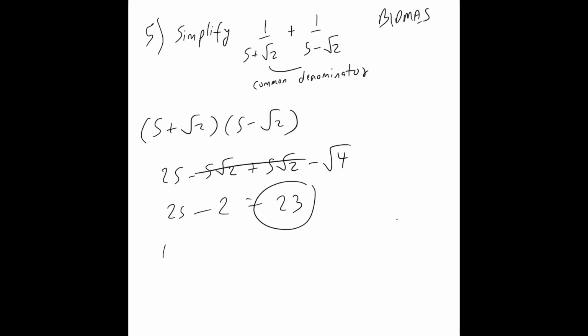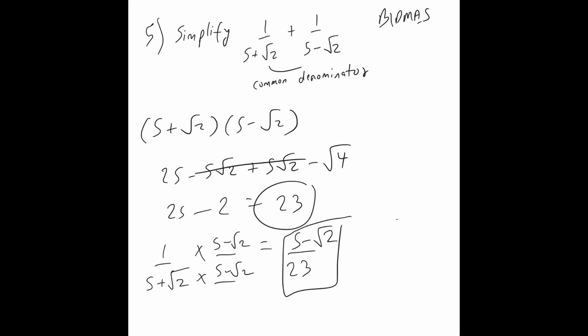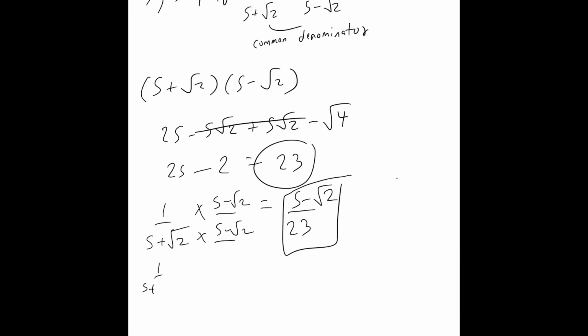So now, since you know that 1 divided by 5 plus square root of 2 times some value is equal to 23 being the common denominator, you know that you have to multiply by 5 minus square root of 2, which gives you 5 minus square root of 2 as one of your values. Same thing you do with 1 divided by 5 minus square root of 2: times 5 plus square root 2 to give you the denominator of 23, so you get 5 plus square root 2.